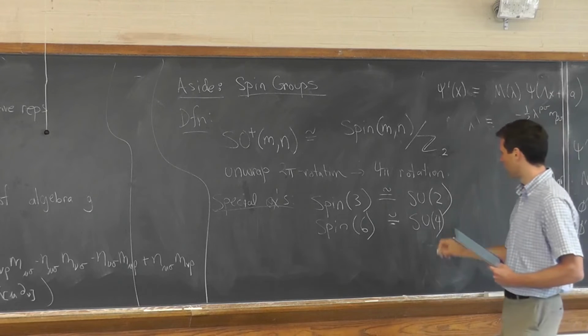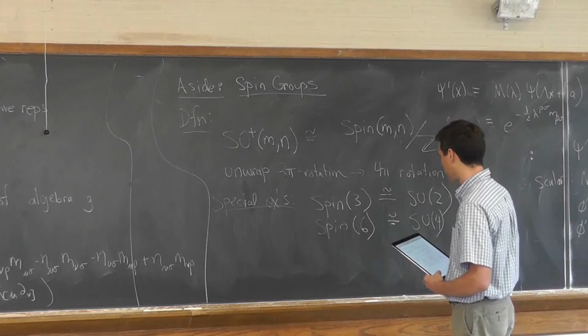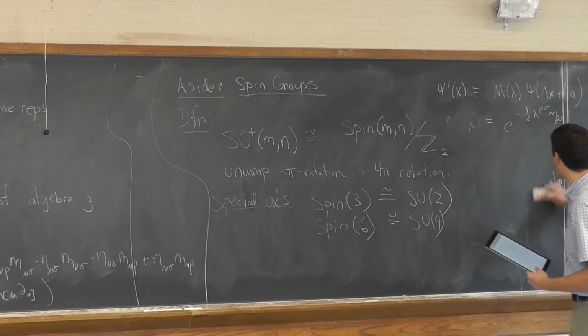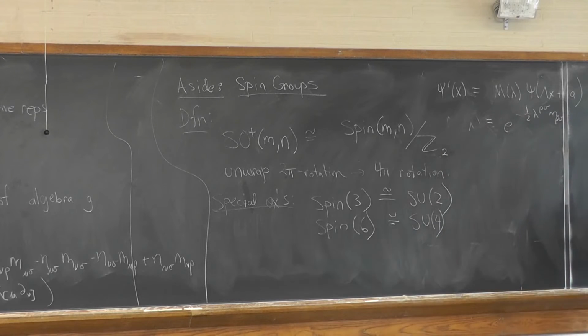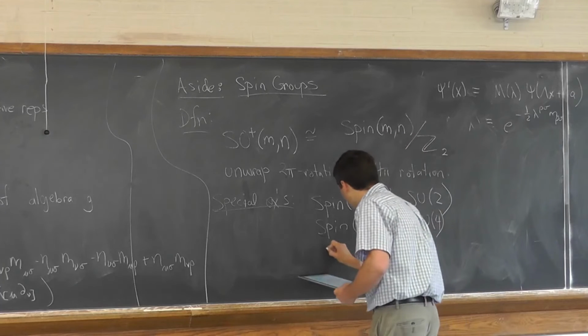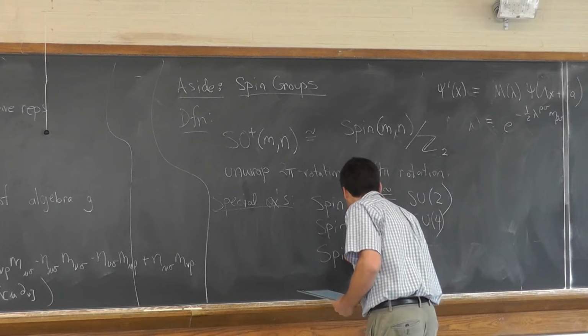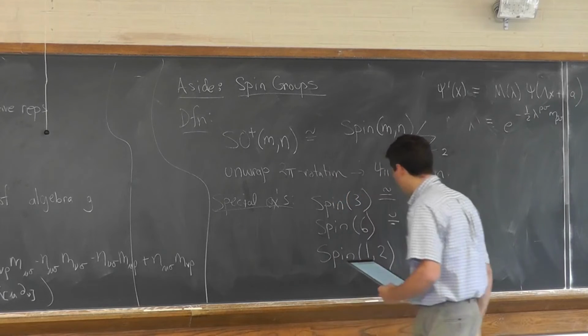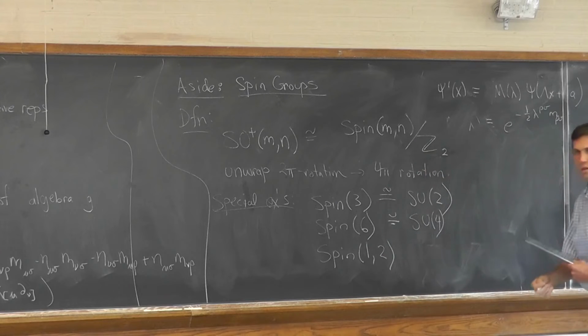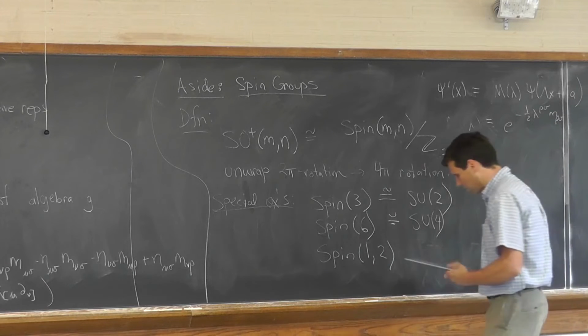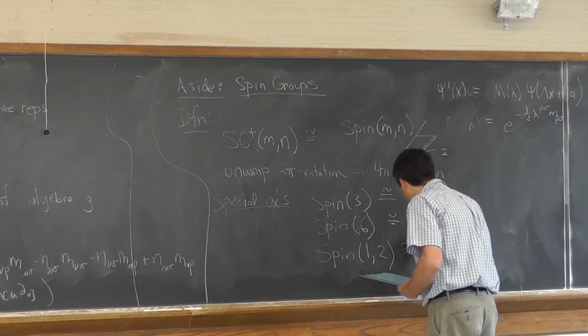This is important for conformal field theories in 4 dimensions. Spin(1,2). So this is the double cover of the 3-dimensional Lorentz group.